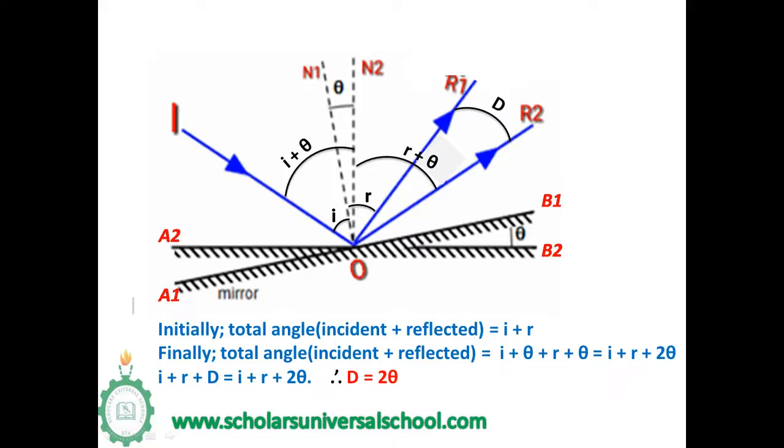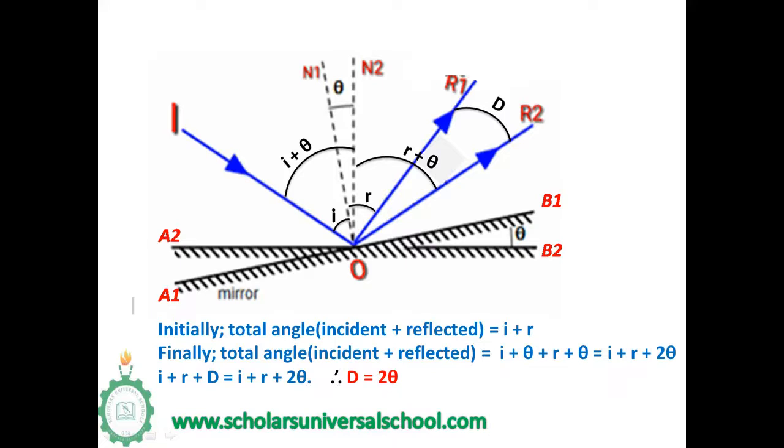Now from here, initially we had the total angle of incident and reflected to be I plus R, right? Now the total angle after you have rotated that mirror will be I plus theta plus R plus theta, giving you what? I plus R plus 2 theta. Now you can also see that you are looking for the difference between the two angles of the reflected ray. Initially everything was I plus R. So if you now add the difference, that's the distance between the two reflected rays, it will give you the new sum total. That means you have I plus R plus D as I've given there.